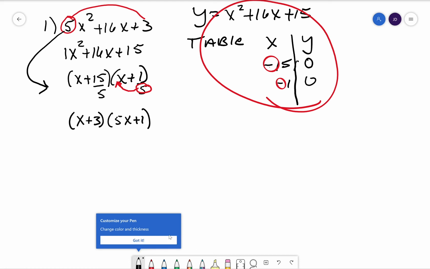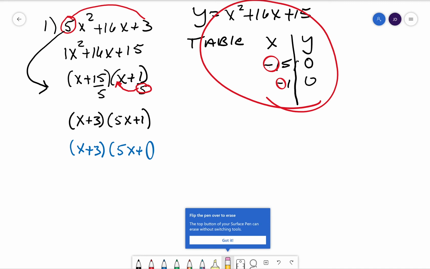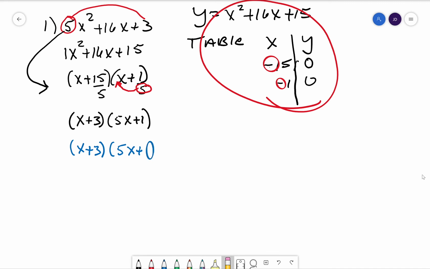All right, now, how do I check to see if it's correct? Well, to check to see if it's correct, all I have to do is if I take this and I FOIL it, if I take x plus 3 times 5x plus 1, if I expand this, I'm going to get the original back. Oops, didn't want to do that. All right, this is plus 1.